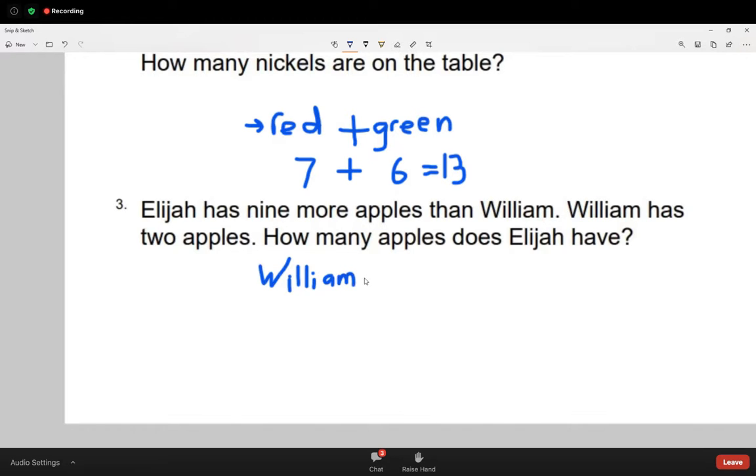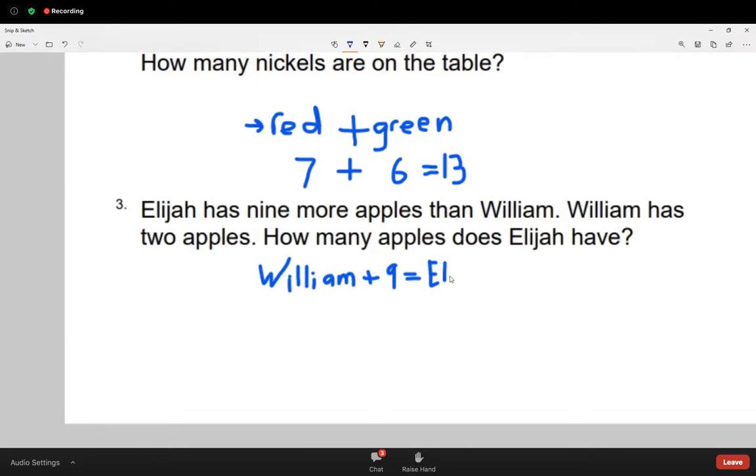And how do we get to Elijah? We have to do plus how many equals Elijah? What number do I put here? How many does Elijah have? It's because Elijah has 9 more than William, right? Yes. So William plus 9 equals Elijah.